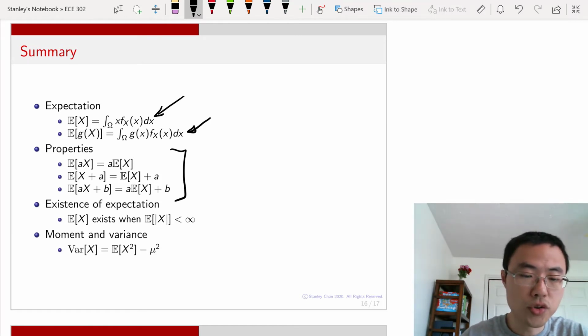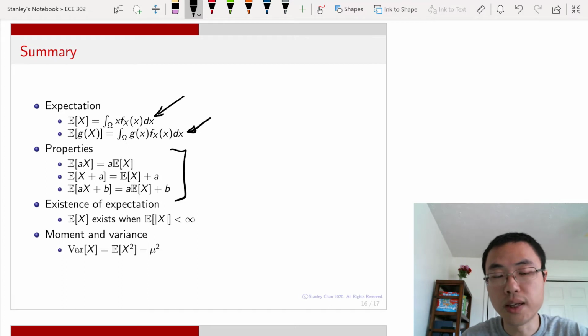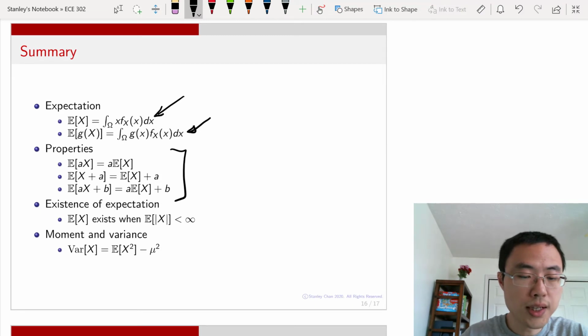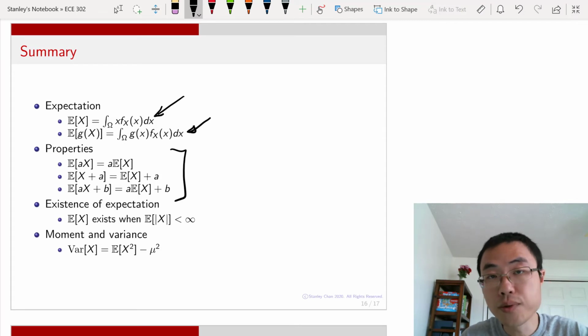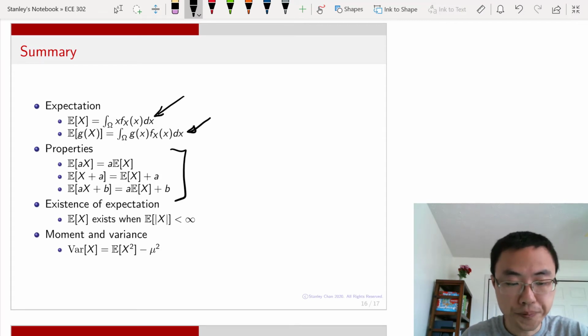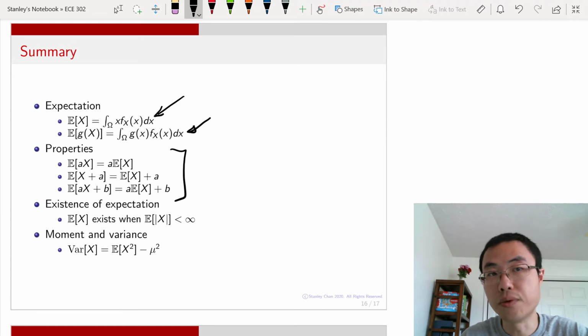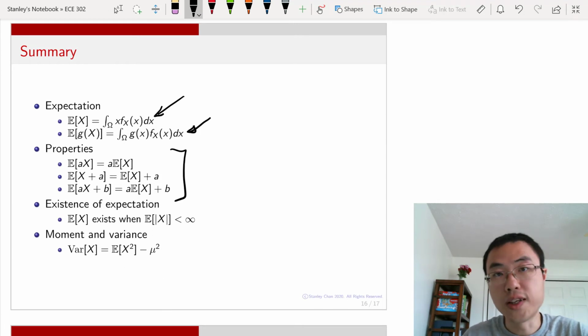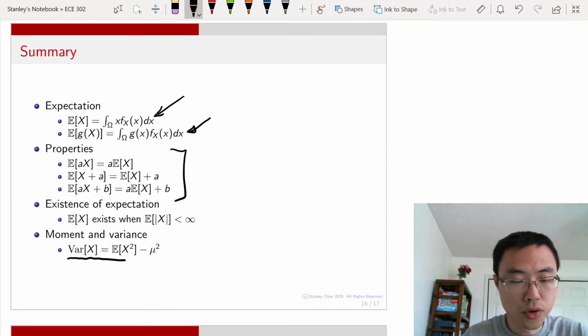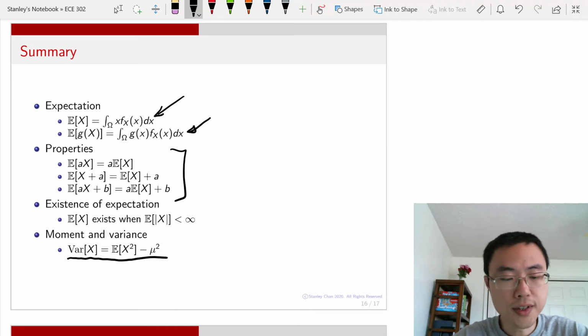There are three properties associated with the expectations, where you have a constant a, you multiply, you add, or you have a combination of multiply and add, and all these constants will come out. The existence of the expectation is guaranteed when the expectation of the absolute value of the random variable is finite. This is also called the absolutely integrable property of the random variable. And finally, we define moment and variance. In particular, I encourage you to remember this result, that the variance of x is equal to the second moment minus the first moment squared.